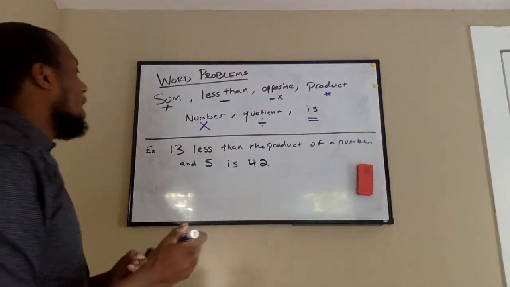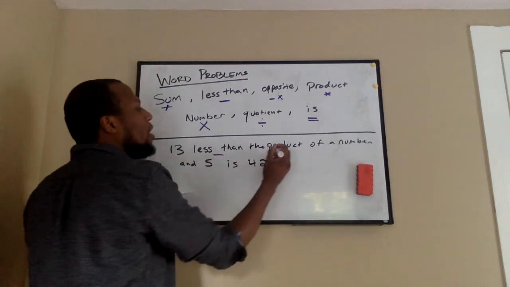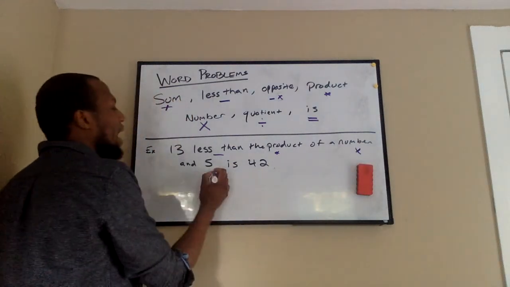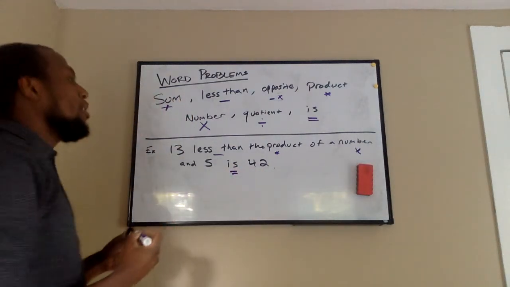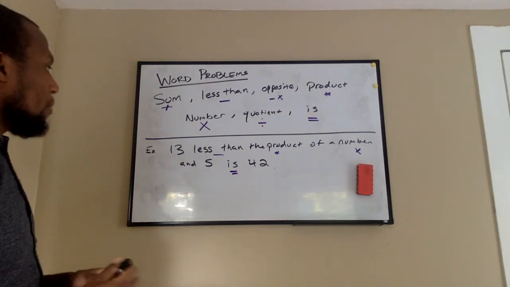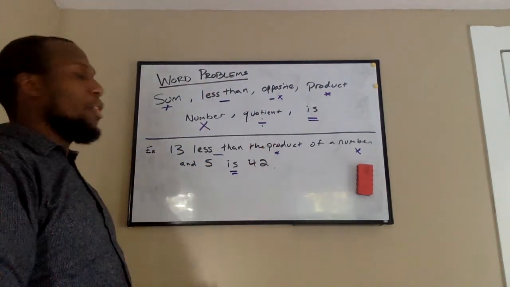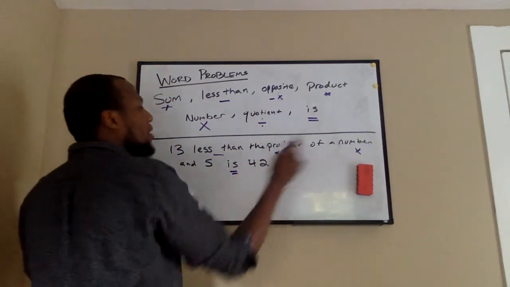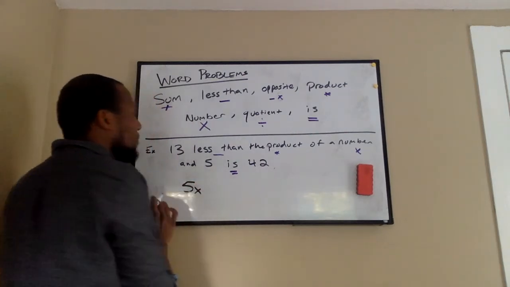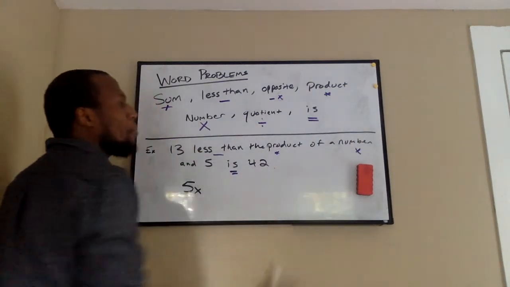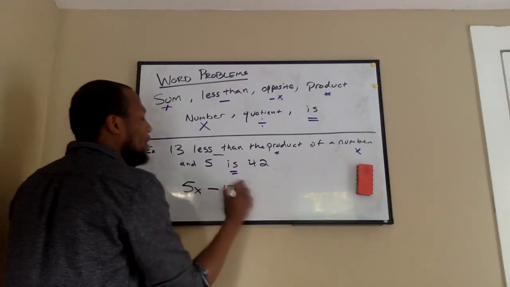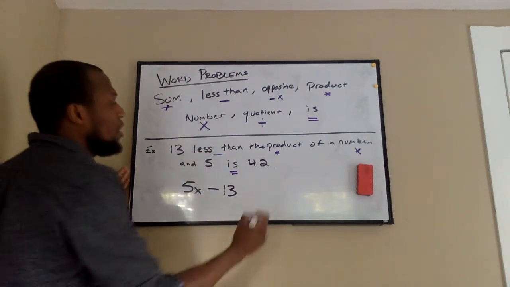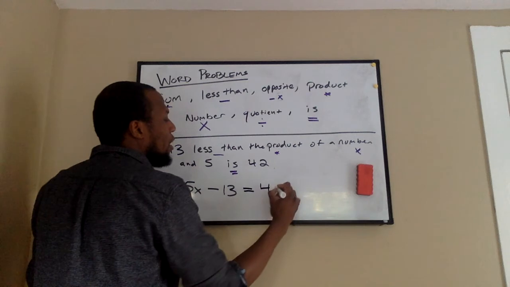So real quick translating, 13 less than the product, we have multiplication of a number, that's x, and 5, is, that's equal to 42. So 13 less than means we're taking 13 away from a product of a number and 5. If it's a product of a number and 5, that's going to be 5x. 13 less than that product, so that means we're taking away 13. It seems kind of backwards, but we got to make sure we're careful about translating the language. Is equal to 42.